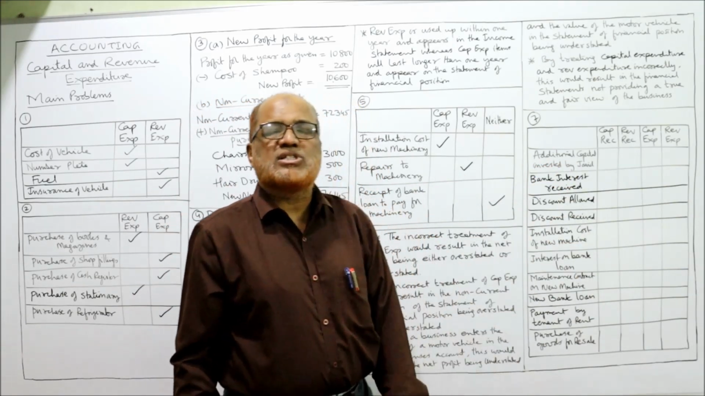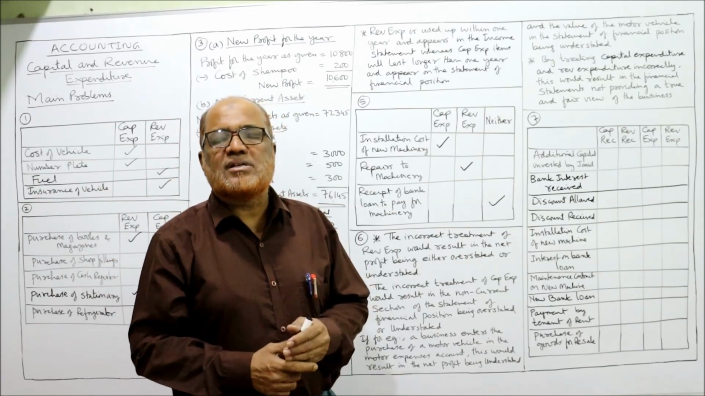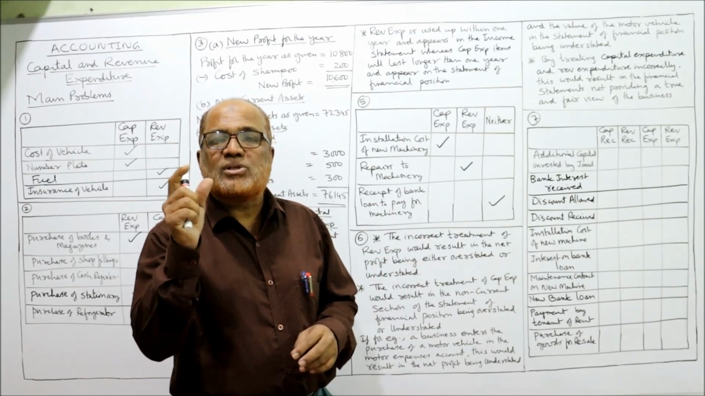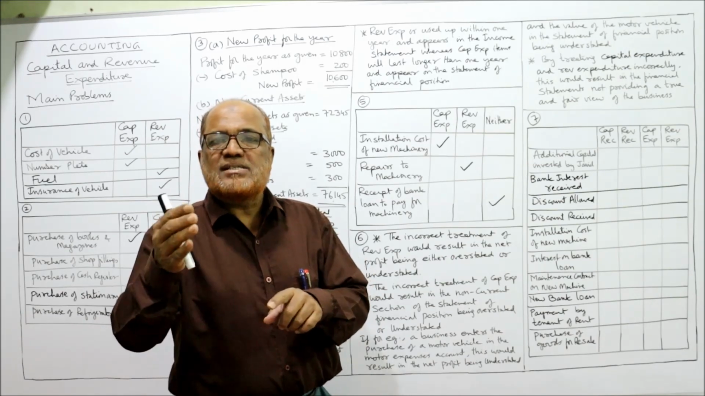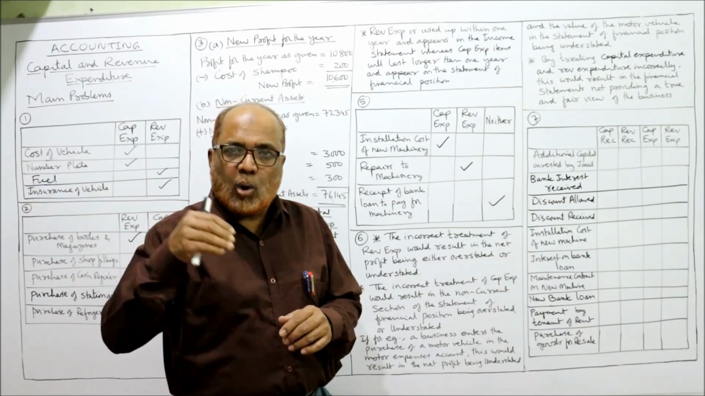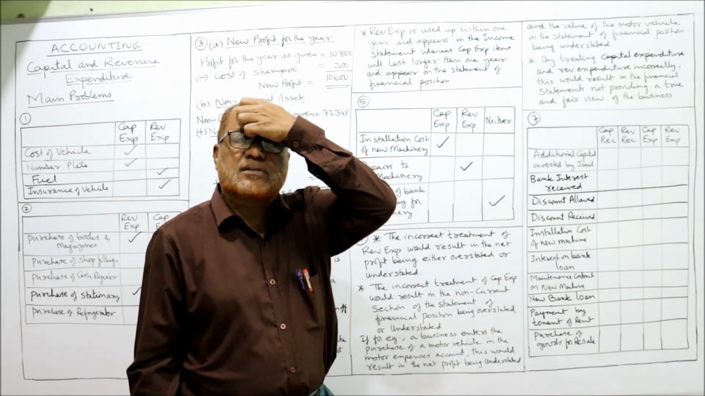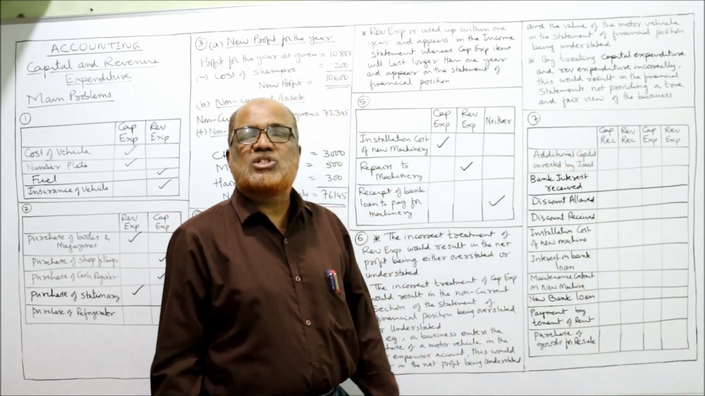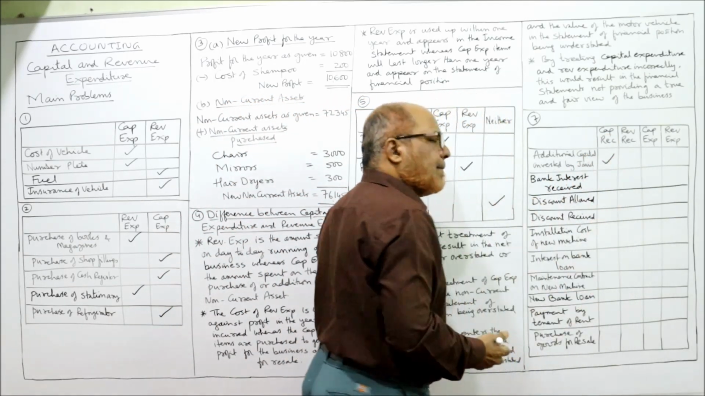Additional capital invested by Javid, the owner. When the owner invests additional capital into the business, it is called a capital receipt. In the last video, I gave examples of capital receipt. The first example, the sale proceeds on sale of a non-current asset. Second, bank loan taken. Third, the owner invested further capital into the business. These are examples of capital receipt. Here, additional capital invested by Javid is a capital receipt, so I am putting a tick mark under capital receipt.